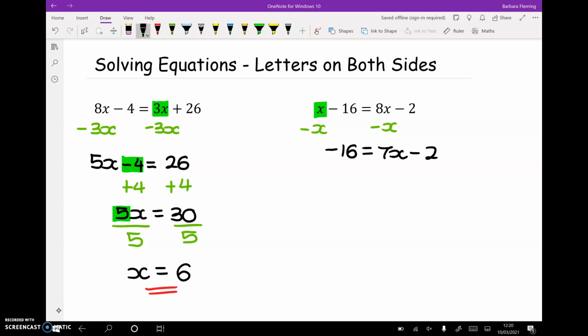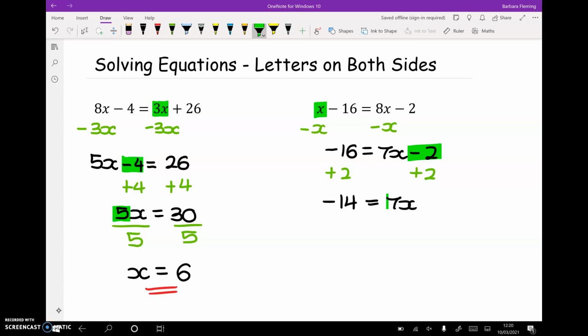We want to get x on its own. 7's really close to the x, so the first thing we get rid of is the subtract 2. Working your way in towards the x. Opposite of subtracting 2, adding 2. What you do to one side, you do to the other. Negative 16 add 2 is negative 14, and that equals 7x. Minus 2 plus 2 is 0.